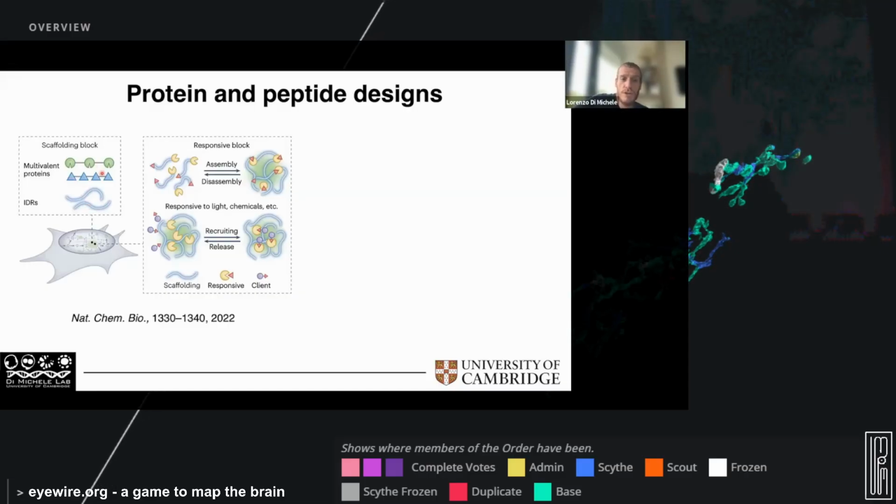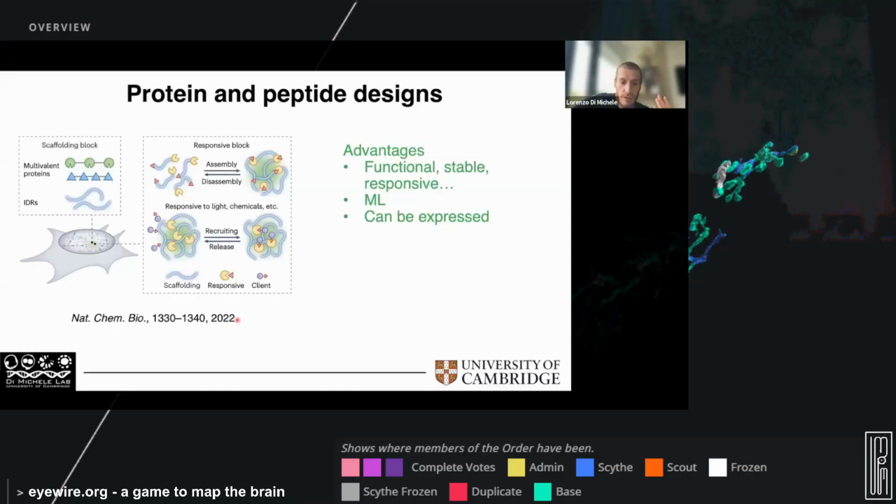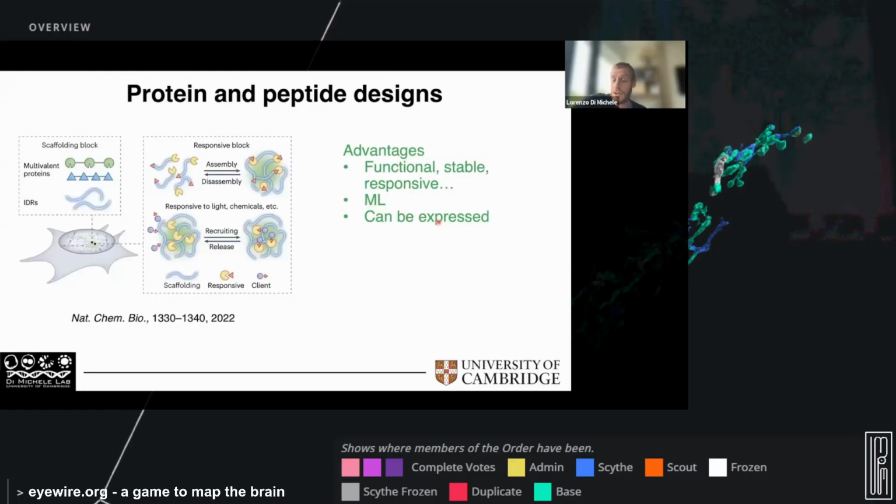Or you can have slightly more engineered designs in which you have specific stickers spaced in some way by some flexible non-sticky regions. Either way, there's a huge literature on this. This is a very nice review, but there are also newer ones. And there are many advantages in using proteins and peptides to engineer phase separation. These are very functional, they are stable, they're responsive to stimuli. We are learning more and more using machine learning how to program and engineer proteins. And very, very importantly, these objects, they can be genetically encoded.